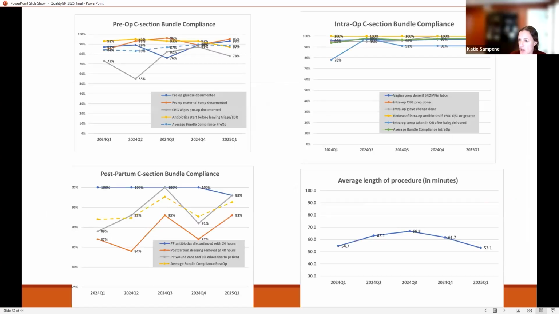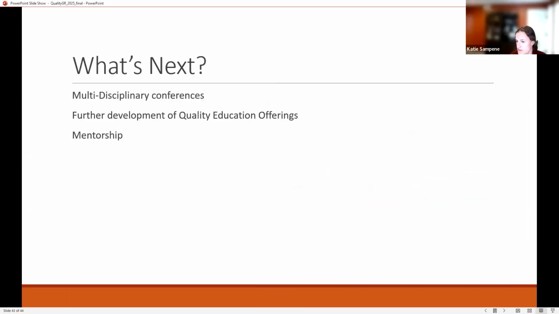Next slide. This is bundle compliance components. For the sake of time, I will not perseverate on this. Next, what's next? We are thinking about some multidisciplinary conferences, things like ultrasound, radiology, IR, etc. We are excited about developing out our educational offerings and also want to think more about mentorship for QI moving forward. Next slide.